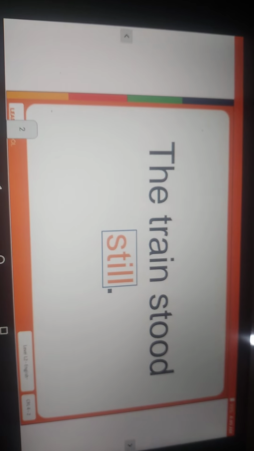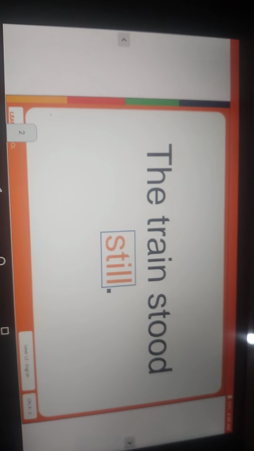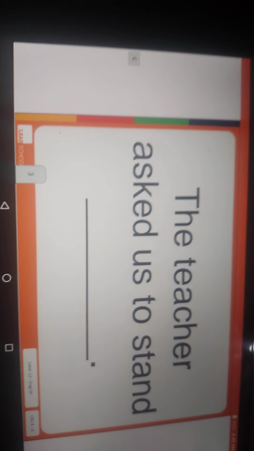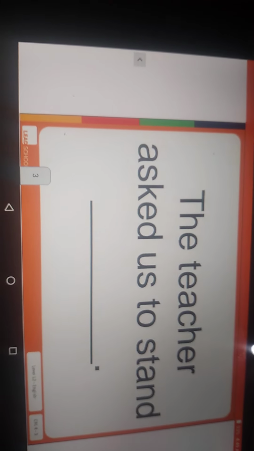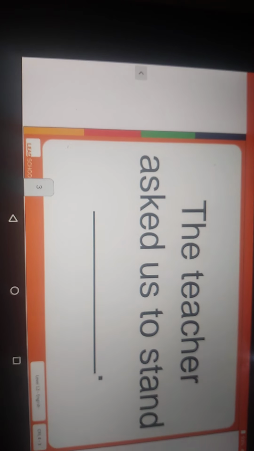Still. The train stood still. The train is standing still. The teacher asked us to stand dash still. அப்படியே.